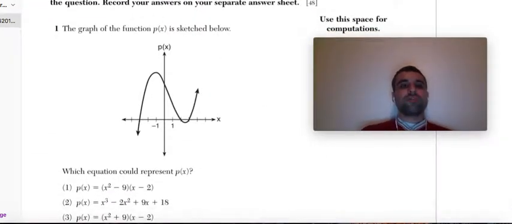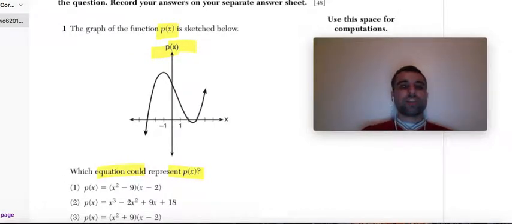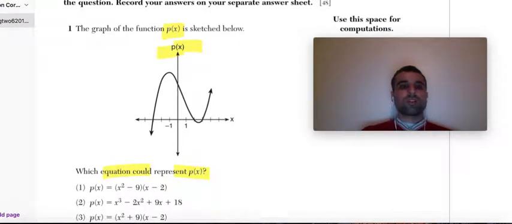The graph of the function p of x is sketched below. Which equation could represent p of x? What I'm going to do, guys, is similar to what you would have had in Common Core Algebra 1, where basically you look at the zeros, where the graph crosses the x-axis. You see we have a scale of 1. So I'm going to mark those.